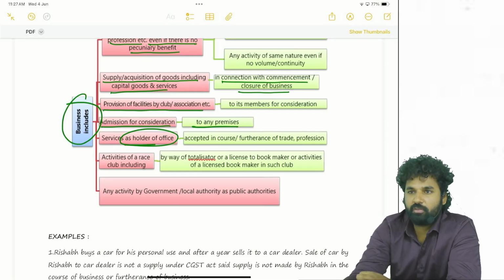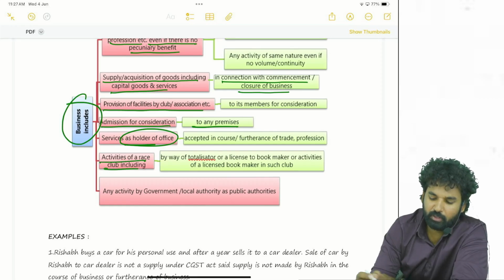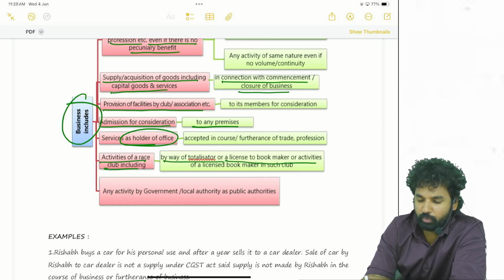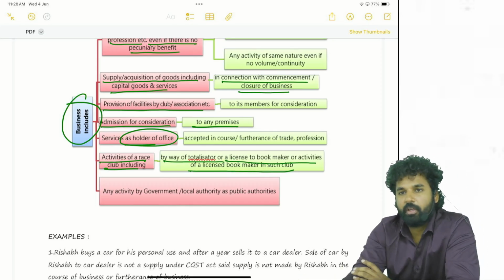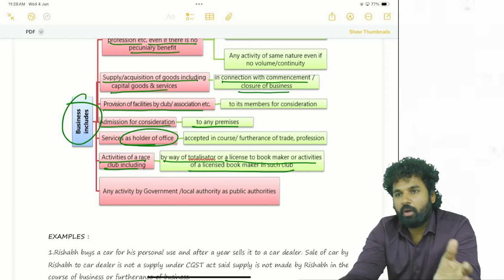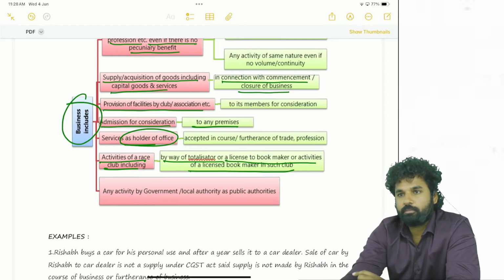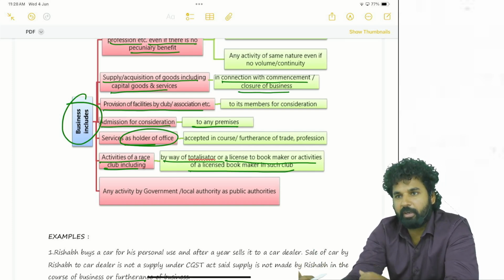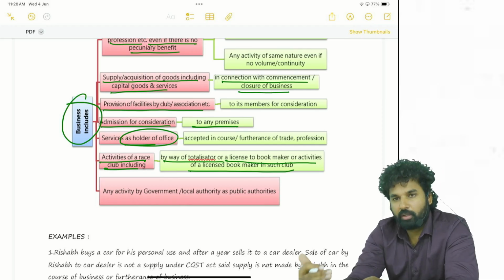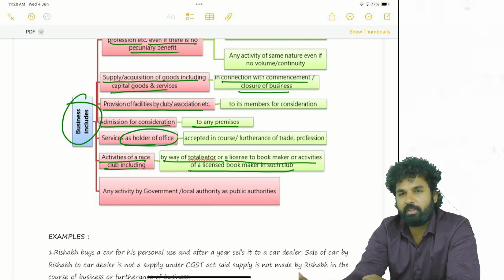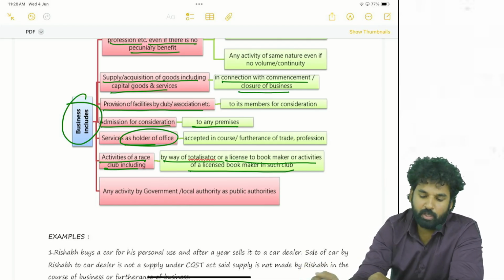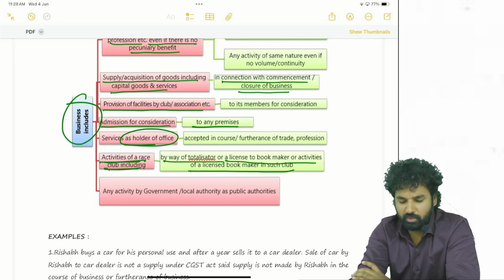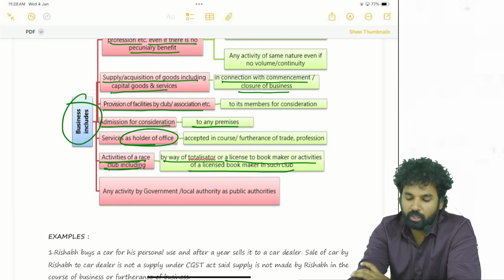That is a service. Okay, activities of a race club, including by way of totalisator or a license to a bookmaker, or activities of a licensed bookmaker in such a club. You might be knowing a race club. Totalisator means all the bets will be collected, commission will be deducted, and the remaining amount of the pool will be decided for first prize, second prize, third prize. Totalisator is an electronic device which will collect the bets and pool the money, and for first place this amount, second place this amount, third place this amount will be decided by the totalisator. So activities of a race club are also an activity of business, and any activity by the government or local authority as a public authority.